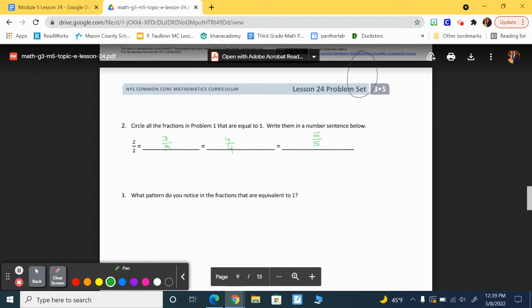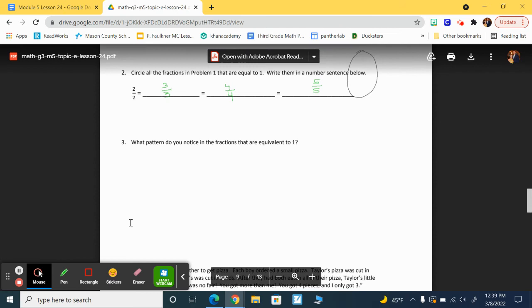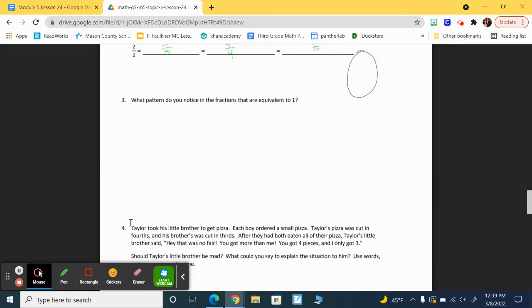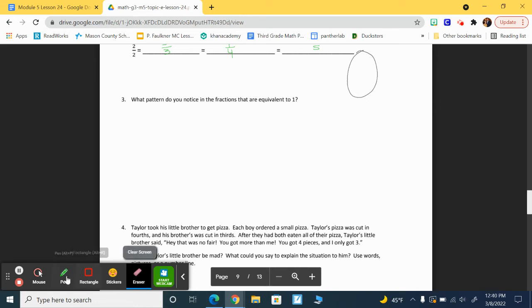Number 3 says, what pattern do you notice in the fractions that are equivalent? So what do you notice in the patterns that are equivalent to 1? Well, if we look at it, the number of parts we're talking about is the same as the total number of equal parts. So that's something that's the same. And I'm going to write in cursive, okay, just because it's a little bit faster for me. I know a lot of you have already worked in cursive in reading class.